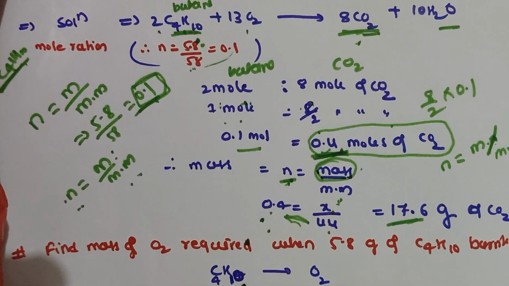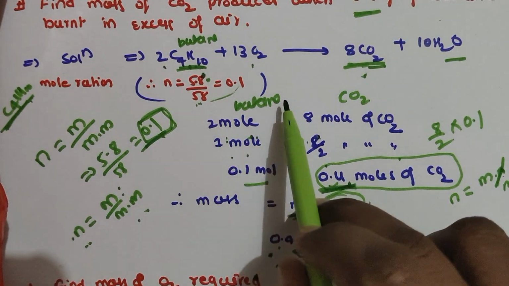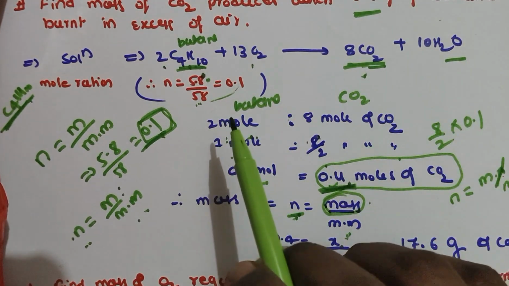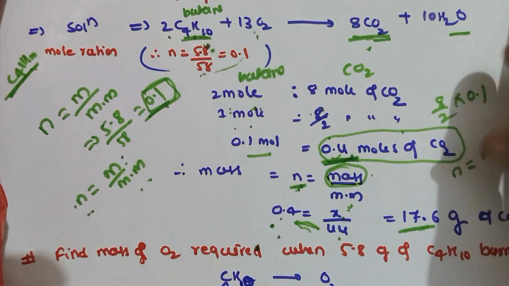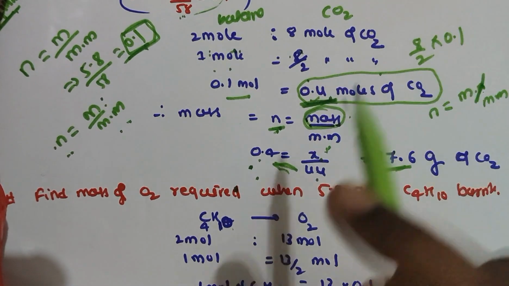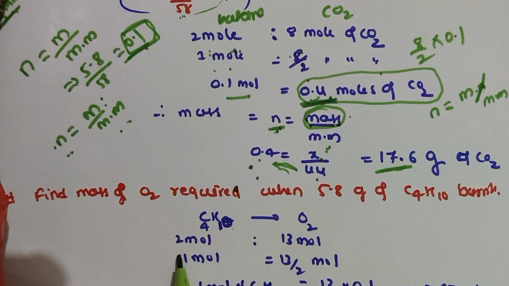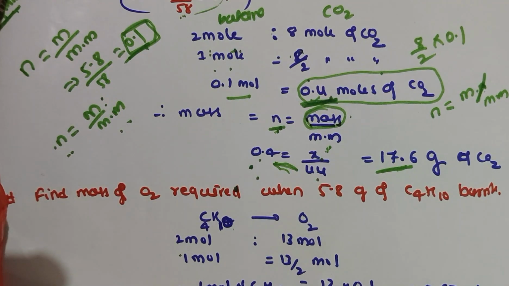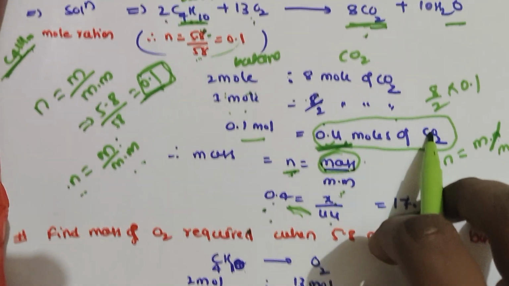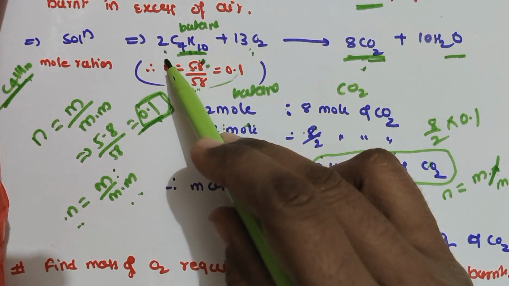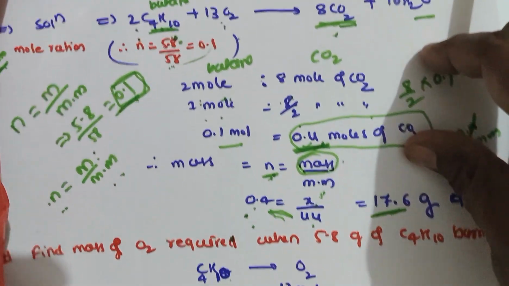Again, in the equation, what is given? Butane plus O2 gives rise to CO2 plus H2O. Now we can calculate the relation between butane and O2. According to the equation, 2 moles of butane gives what? 13 moles of O2. 2 moles of butane gives 13 moles of O2 according to the balanced equation.